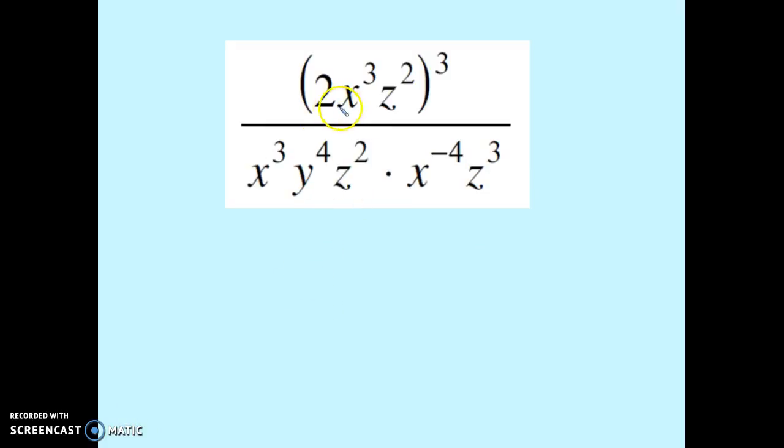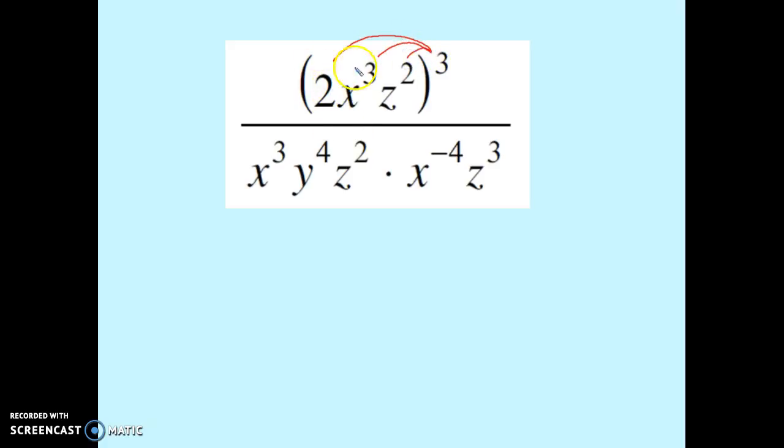Alright, now I've got the quantity 2x cubed z squared, all cubed, all over x cubed y to the 4th z squared times x to the negative 4th z cubed. I'm going to get rid of the parentheses. Again, you've got several different orders you can take. So that 3 is going to go to everything.